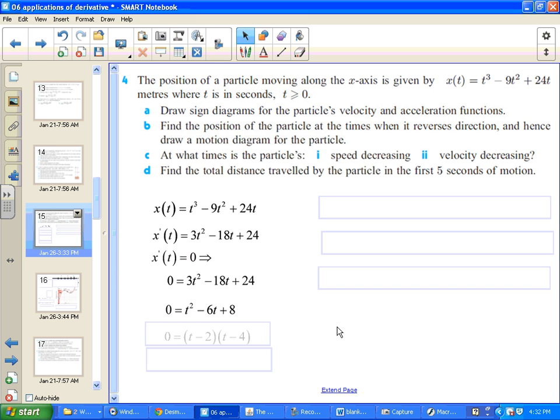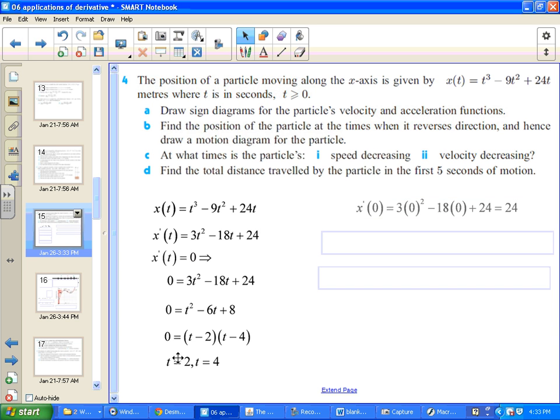And when I factor, I get t minus 2 times t minus 4, which will give us t squared minus 6t plus 8. Then that tells me that when t equals 2, or when t equals 4, the velocity is 0, which means the object has stopped, and then I have to make a sign diagram. In order to do so, I need to find out the velocity when t is less than 2, so I choose 0.